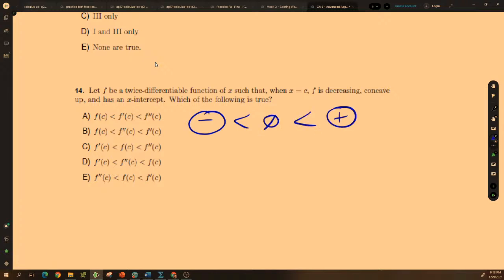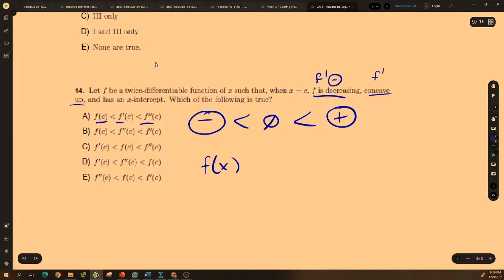So they tell me, and I see I have f, f prime, and f double prime. Those are my choices here. So I'm just going to figure out the value. Let's start with f of x. When I read this, it says that f is decreasing. That would be f prime is negative. Then concave up, that would be f double prime is positive. And x-intercept, that's f is 0. So f of x is going to be 0. And actually it's f of c, really. Let's make that into a c.